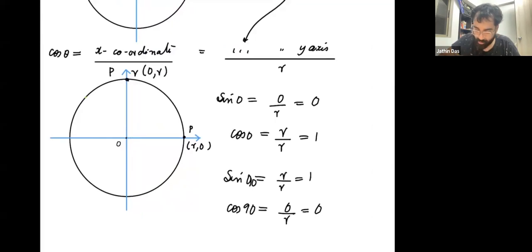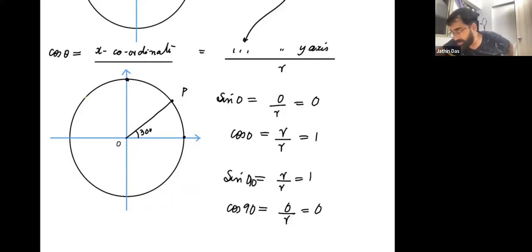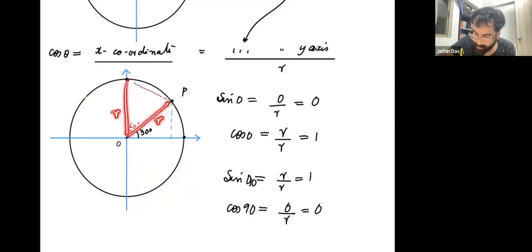If your geometry is strong, if I take an in-between point P, say 30 degree, I want to find this. What exactly is this? I have to find the x coordinate and y coordinate. So what I'll do is I'll join this. This is 60 degree. This is r. Even this is also r.